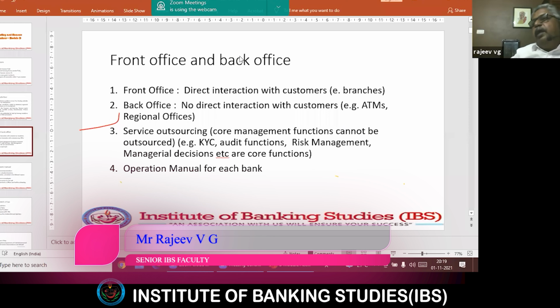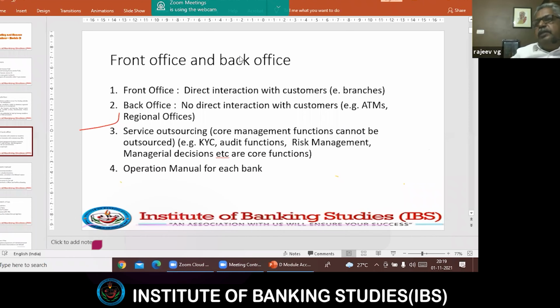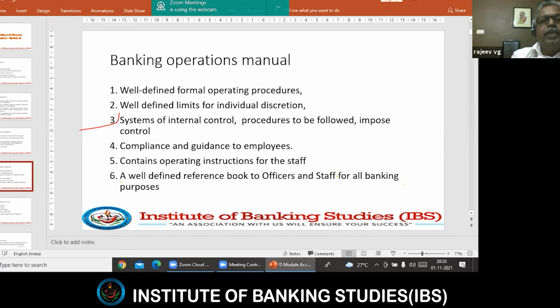So for updating the knowledge of the operating employees, officers, etc., this operation manual is an inevitable thing, and all the banks have operation manuals. And what are all the uses of the operations manual?